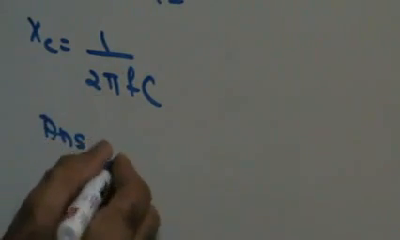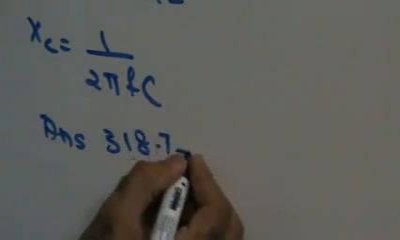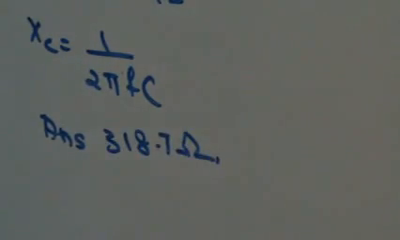Xc is equal to 1 upon 2 pi Fc. F is given to you, C is given to you. You can substitute and get the answer. The answer for this sum should be 318.7 ohms. Right.